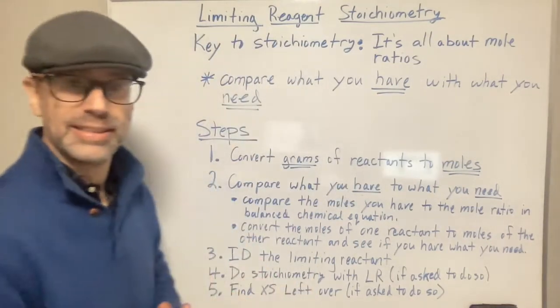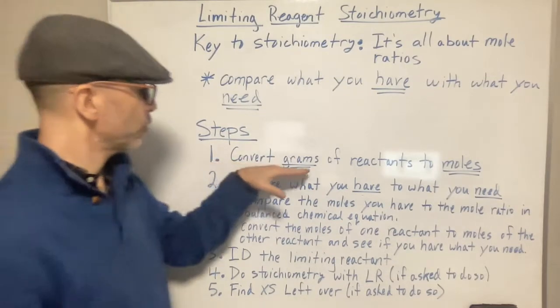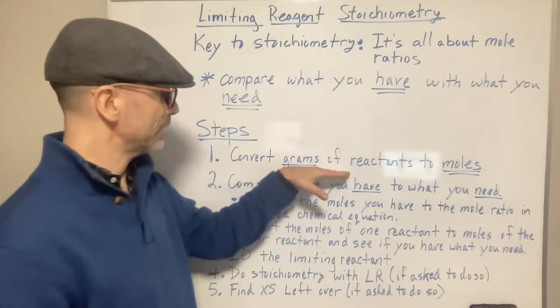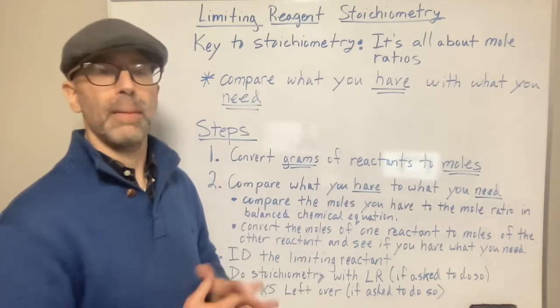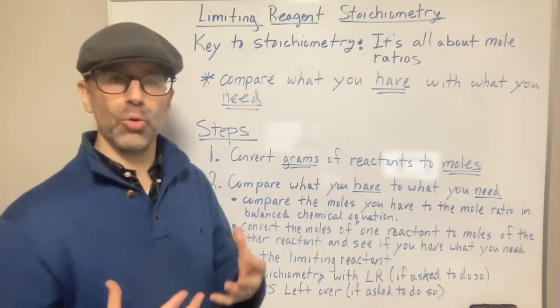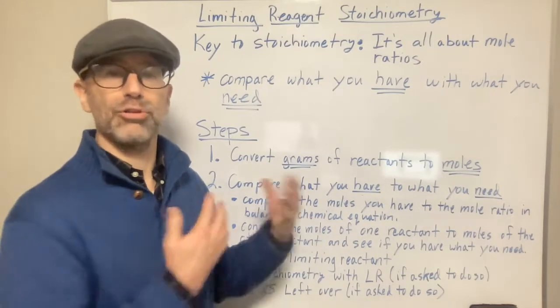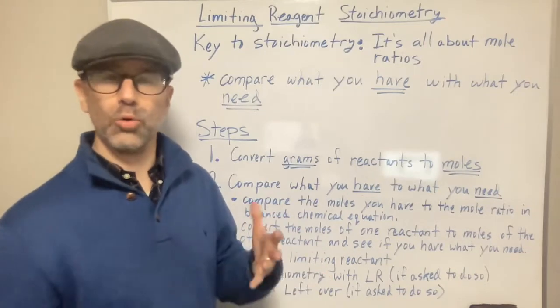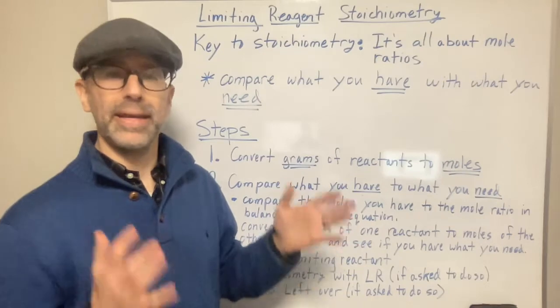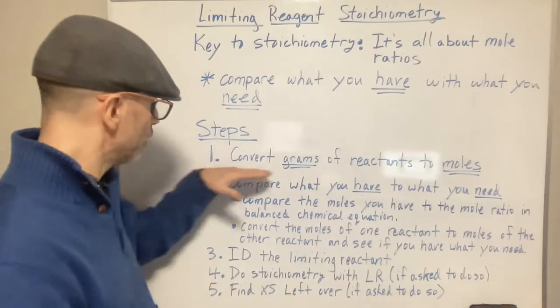And so what you need to do is compare what you have with what you need. So here are the steps. First you would convert grams of your reactants to moles. If they're giving you grams, you've got to convert it to moles, because you can only compare moles to moles when you're trying to figure out the limiting reagent and use your balanced equation. The coefficients in the balanced equation are only a comparison of moles, not grams.